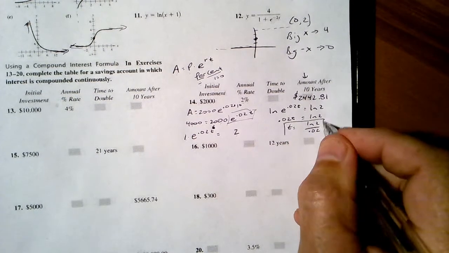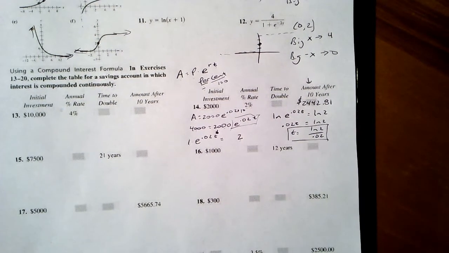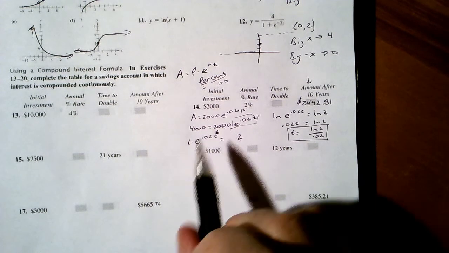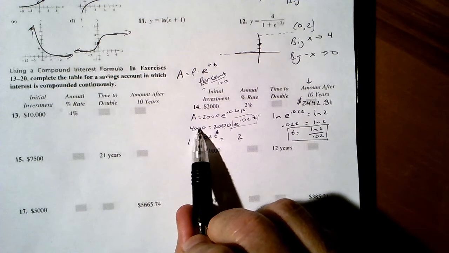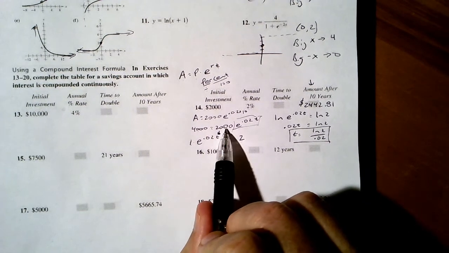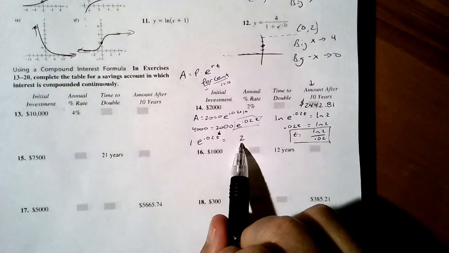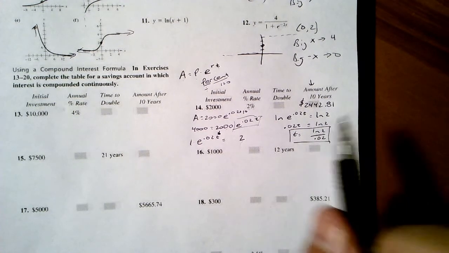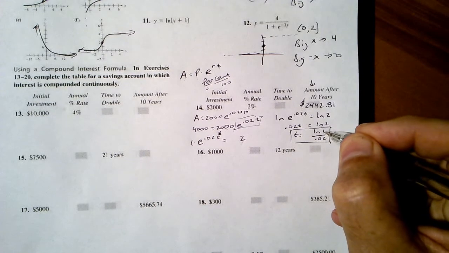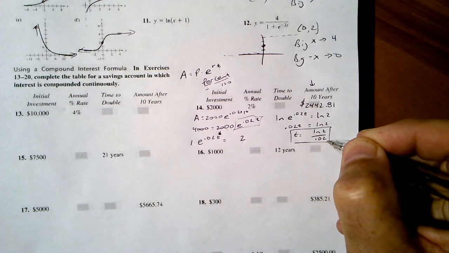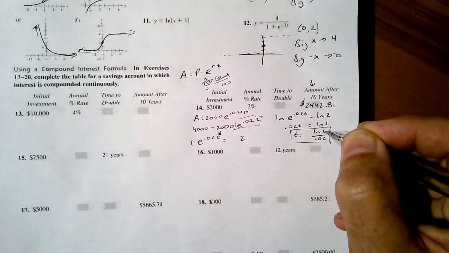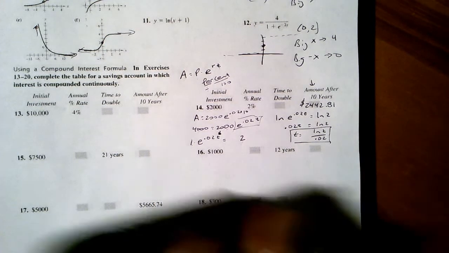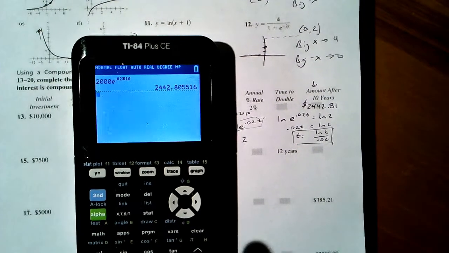And it's worth pausing just for a second and giving that some thought. What if this said, how long does it take to triple? Well, this would be 6,000, this would be 6,000 divided by, this would be 3. This would be 3. This would be 3. Oh, it takes that long for money to triple at 2%. How long would it take for your money to be 10 times as big? ln 10 over 0.02.